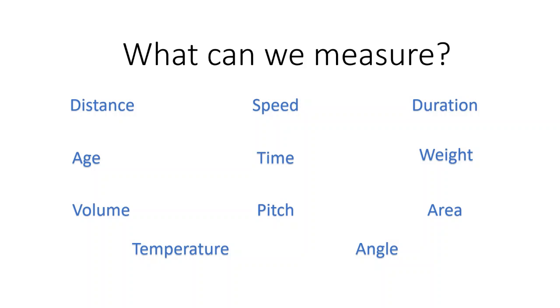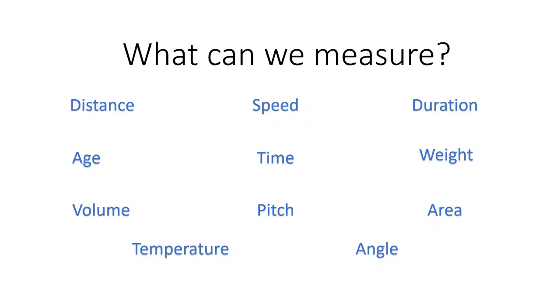So we've got distance, speed, duration, which is how long something lasts. We can measure age, so how old something is. We can measure time. We can measure how heavy something is by measuring its weight. Volume, pitch is how high or low a sound is. Area, we can measure temperature, we can measure angles. So maths allows us to measure lots of things precisely.